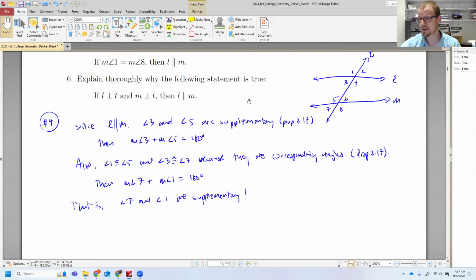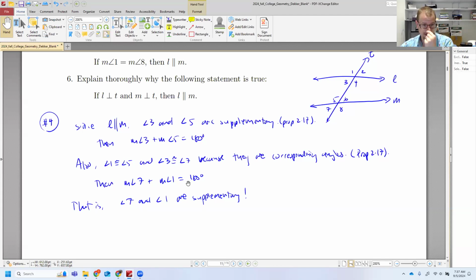We're working in the opposite direction in number 4 as compared to number 5 and 6. We're given that L and M are parallel, and then we're using that to draw a conclusion. But we would be able to do the same thing working in the other direction, because of that if and only if situation with property 2.17. If we were given, for example, that angle 7 and angle 1 were supplementary, then the measure of angle 7 plus the measure of angle 1 is 180 degrees. So I could follow this backwards.